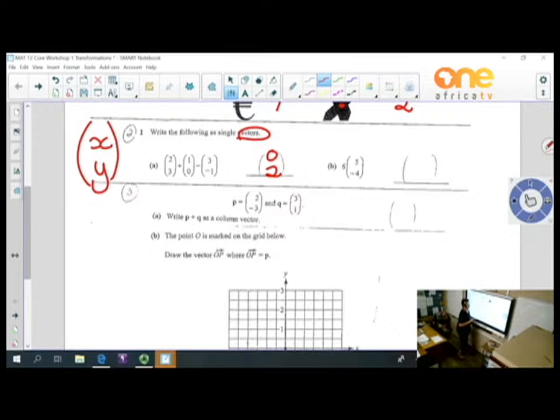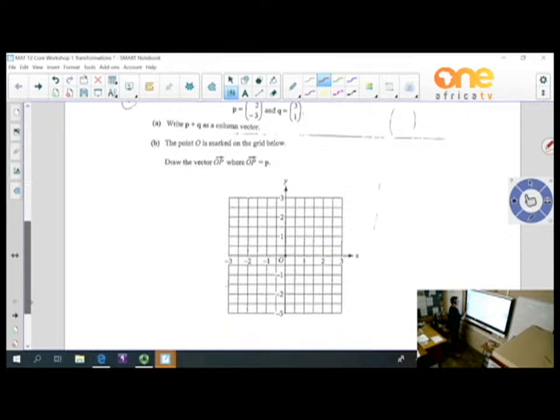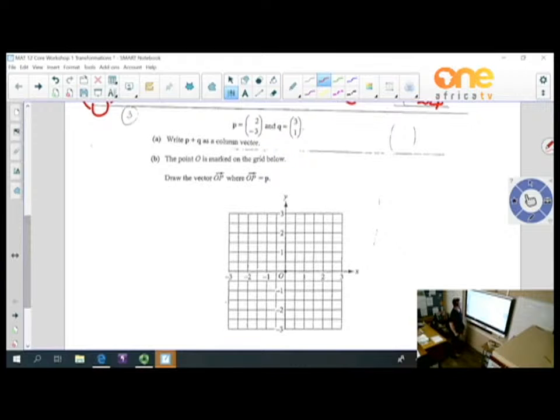We can also multiply vectors with a scalar outside. It works like brackets almost. So I'm going to multiply the 6 with a 5, and I'm going to multiply the 6 with a negative 4. So that is my column vector. Question 3. Write P plus Q as a column vector. Again, x and x, y and y. So 2 plus 3 is 5, and negative 3 plus 1 is negative 2. There is your column vector.